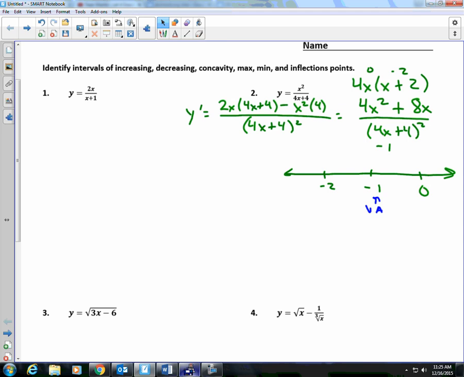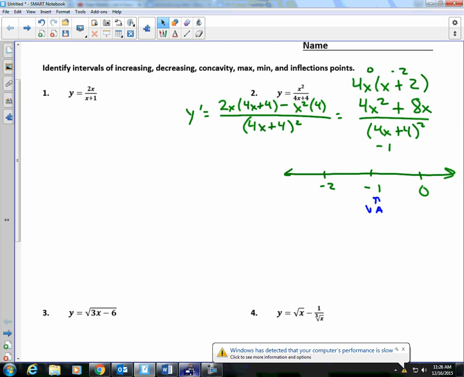Now, I'm going to show you a shorter way to get around this. True or false? The denominator is always positive. True. So I don't even need to plug anything in the denominator. I know it's always going to be positive, and positive does not account for sign change. But the top, 4x times (x plus 2), can be positive or negative. So that's where we'll plug stuff in.